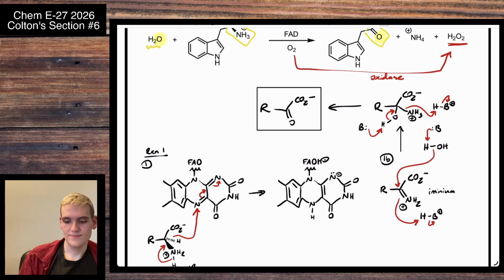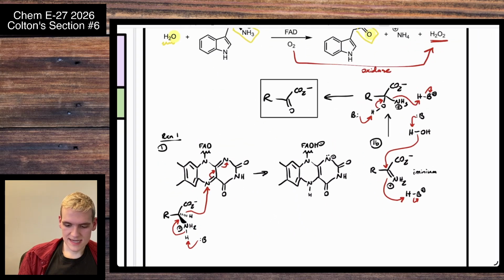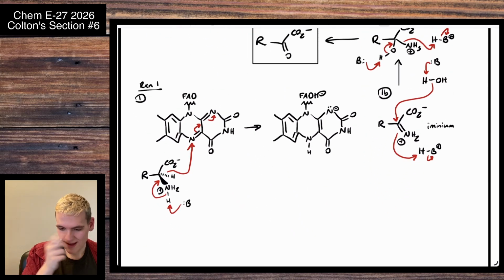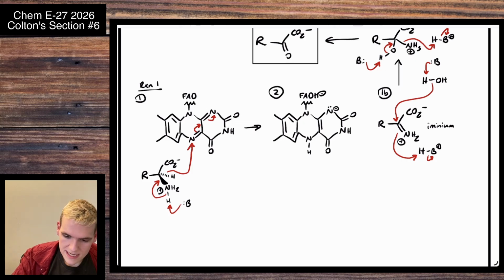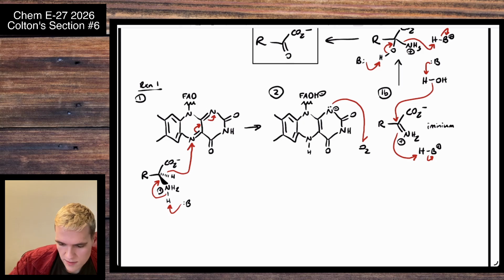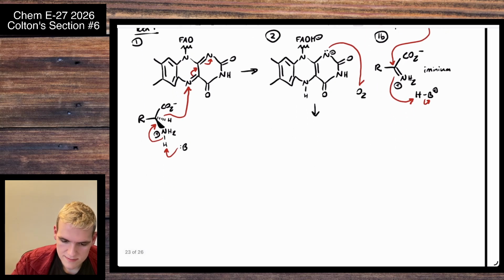So let's now turn our attention to FAD and be like, we've made the mess, now we have to clean it up. So now we do step 2 of our reaction. Our step 2 is that we need to give an electron to a diatomic oxygen to make our superoxide radical.